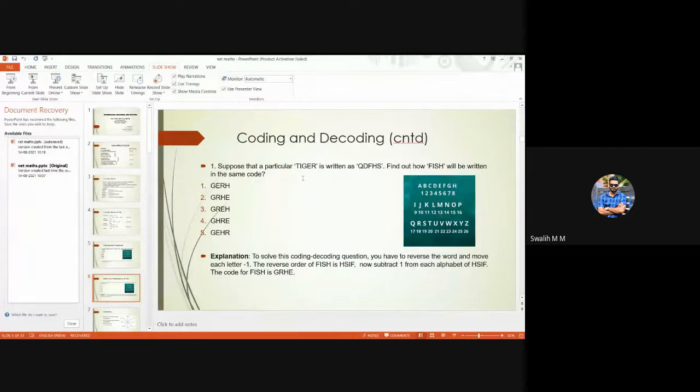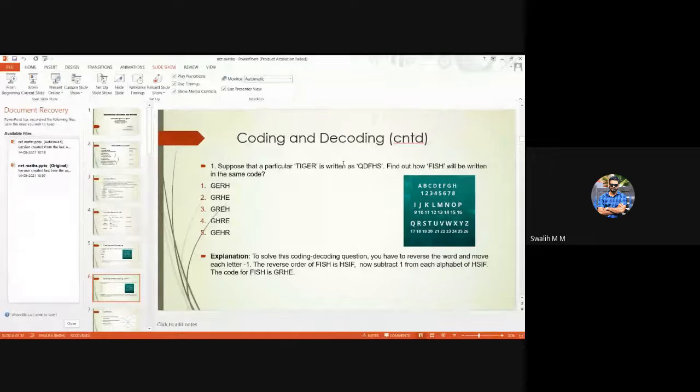Now we do another question. Likewise, TIGER becomes QDFHS. Find out FISH. First, we'll decode TIGER, how TIGER is written. We'll use the same format. Check whether T is becoming Q. So it is decreasing. How much is T decreasing? 3. But again, you have to check the second letter also, I. I is becoming what? D. But here, if we see 1, 2, 3, 4, 5, there is a difference in the decrease. So that format we cannot use.